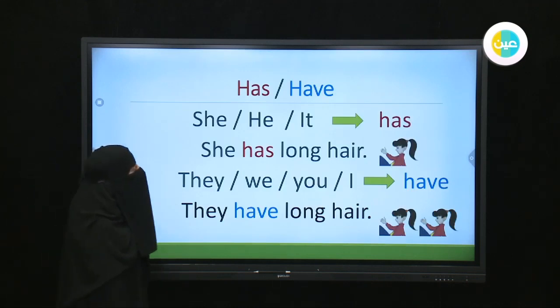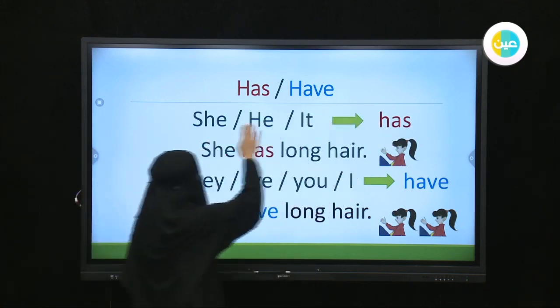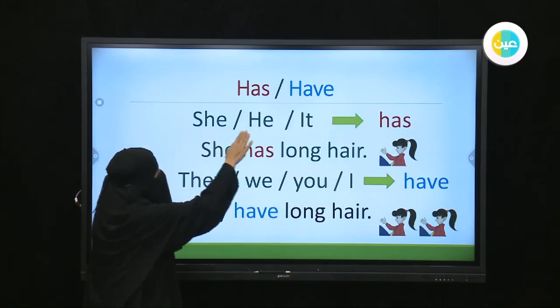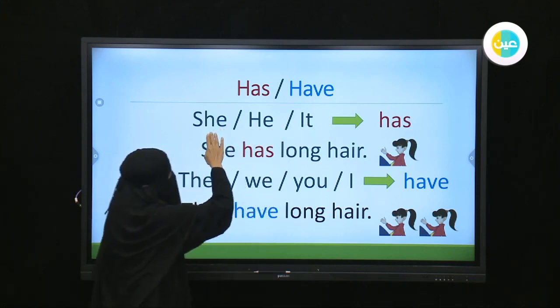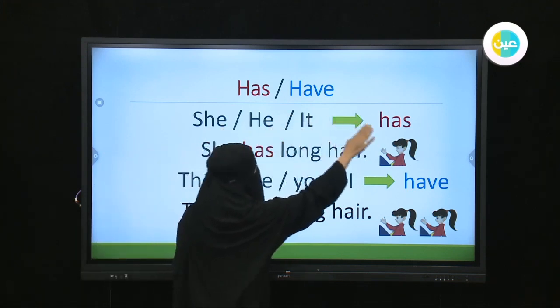Here, I want to show you the difference between when to use have and when to use has. So let's look at number 1. When do we use has? We use has with she, he, and it. So I say she has, he has, and it has.